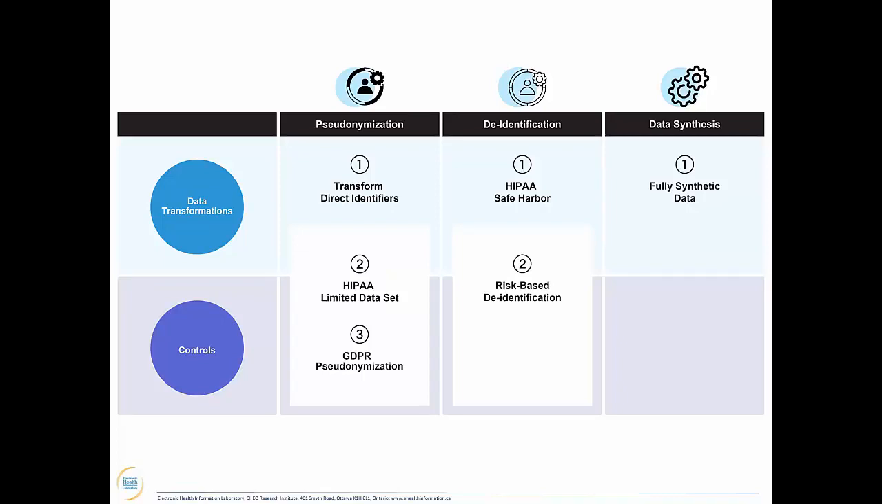Then you have GDPR pseudonymization, which includes the requirement that additional information that can be used to identify individuals is kept separately and is subject to technical and organizational measures to ensure that it cannot be used in such a way. So there are also some additional controls that are needed under GDPR pseudonymization.